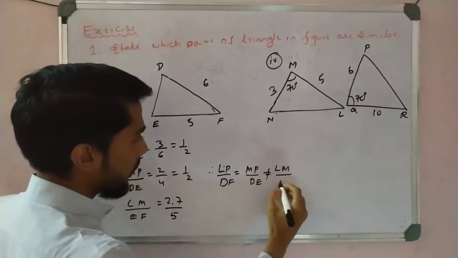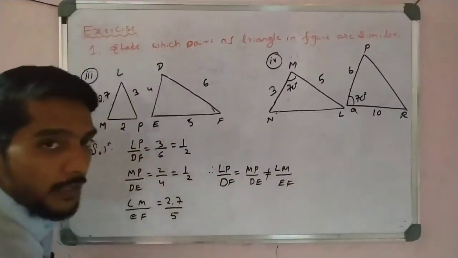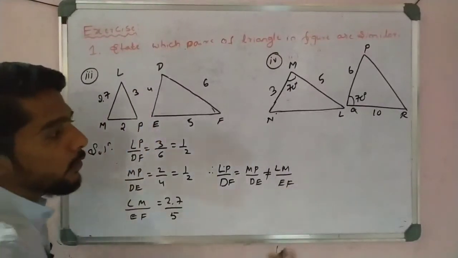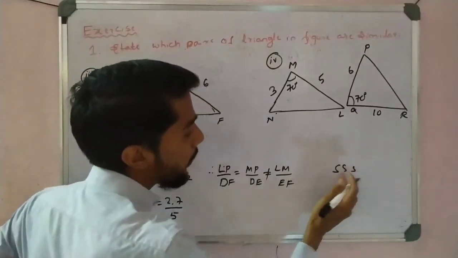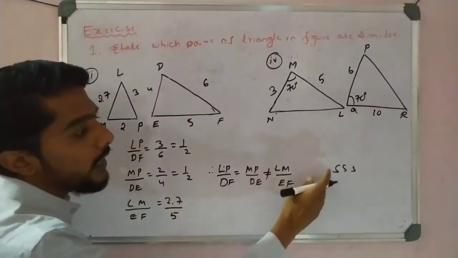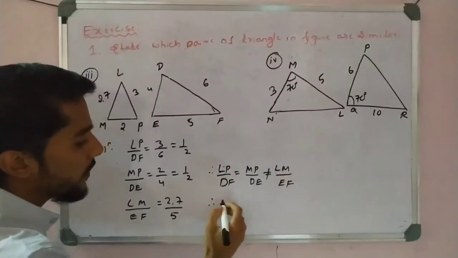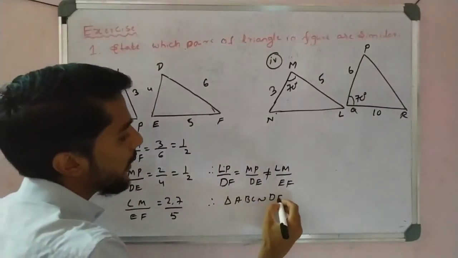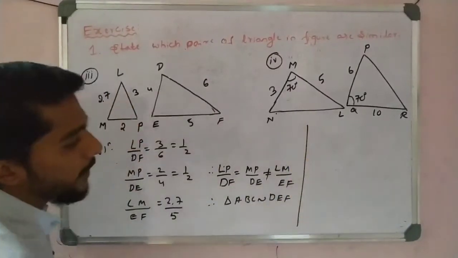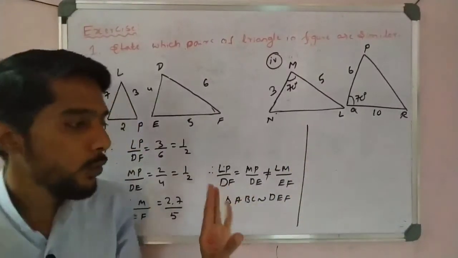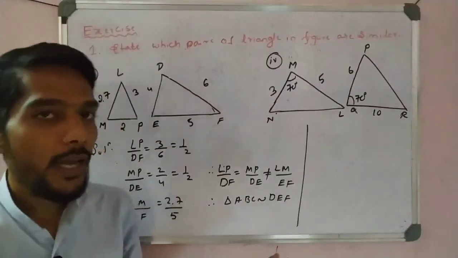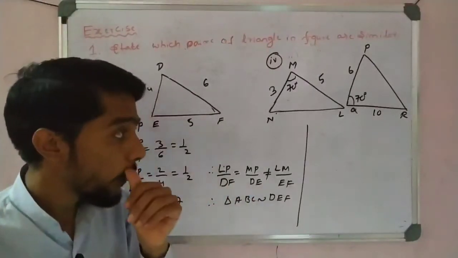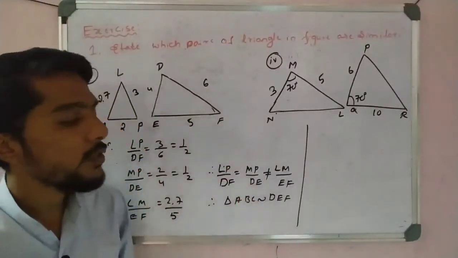So what does that mean? It does not follow any rule. For similarity, all sides must be proportional, but here one side fails. So the two-sides theorem is not there. Therefore we say that triangle ABC is not similar to triangle DEF, right students? Two angles is okay, but for two sides there is not any theorem. So that is why it is not similar.